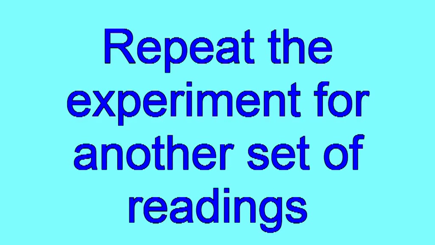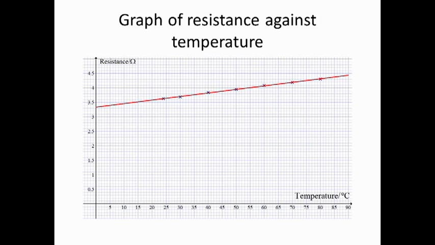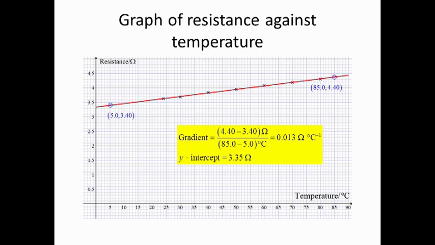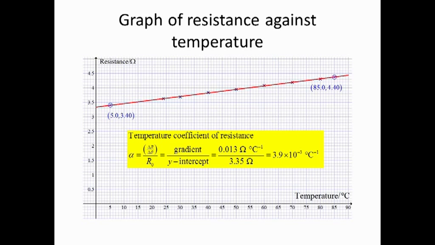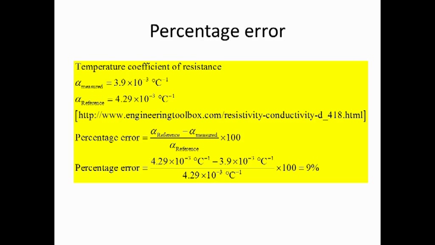We repeat the experiment to get another set of readings, and then we record all the data in a table. We find the resistance of the copper by dividing voltage by current. We plot a graph of resistance against temperature, giving us a gradient and an intercept. Temperature coefficient of resistance is found by dividing the gradient by the y-intercept. And then we find the percentage error for this result.